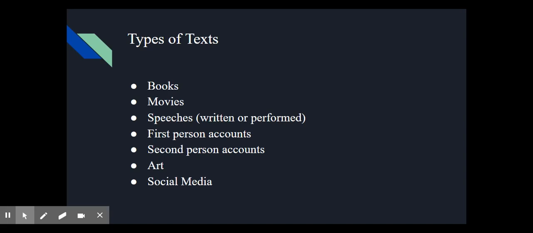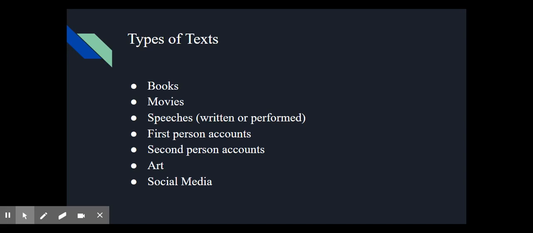Speeches are another type of literacy that the students are going to be faced with, and this can be either watching a speech be given, listening to it, or reading a transcript of the speech. You have first person and second person accounts. These cover any of the books, movies, speeches, firsthand accounts, stuff like that.